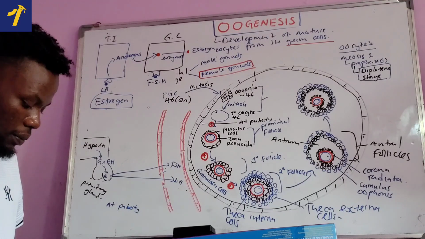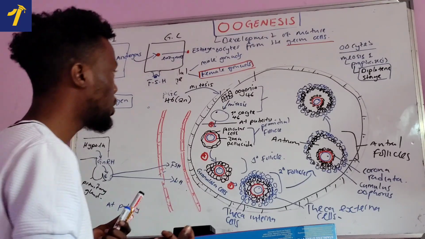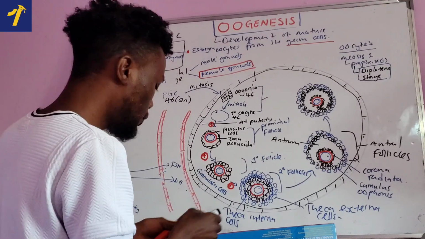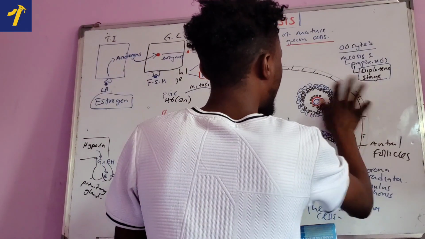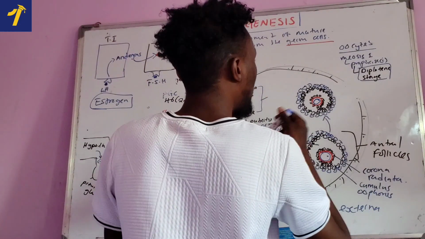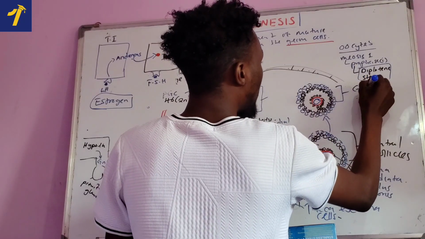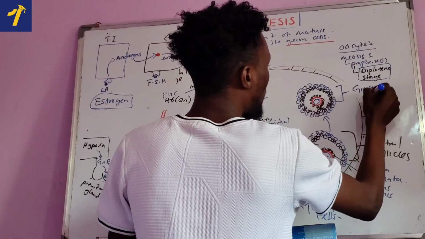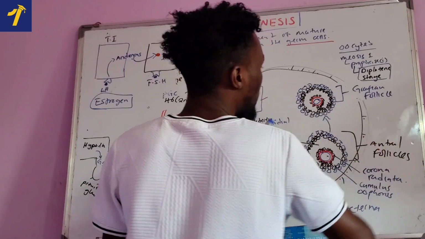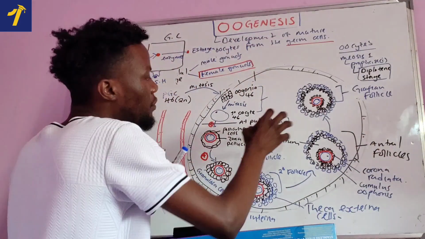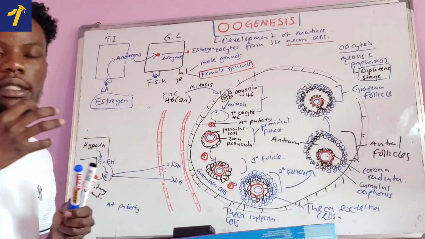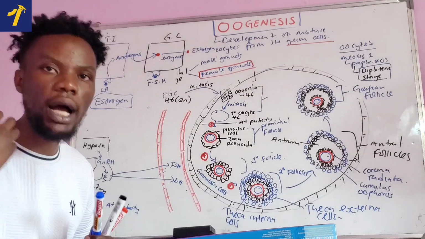Okay, so now what's going to happen is this one. You need to pay attention to this one now. This is what we call, so let us write this step, the Graafian follicle. Okay, so since the Graafian follicle is mature and more active.